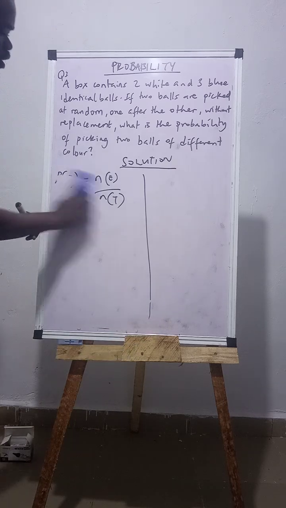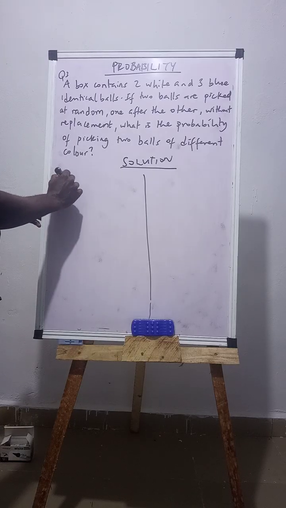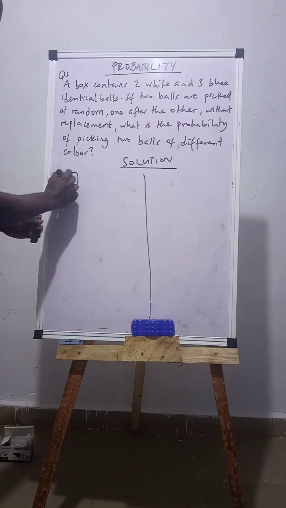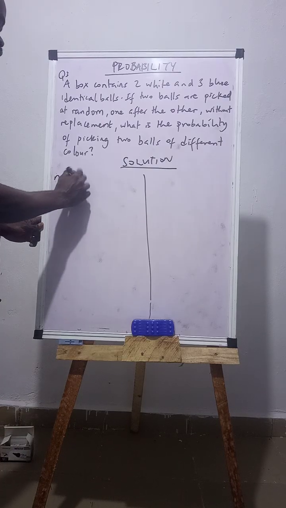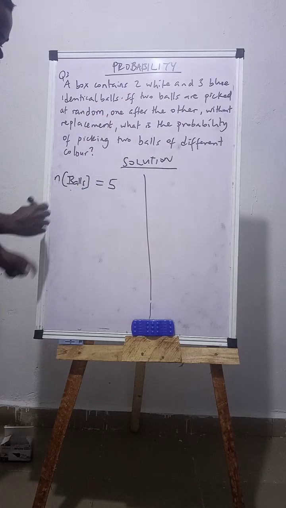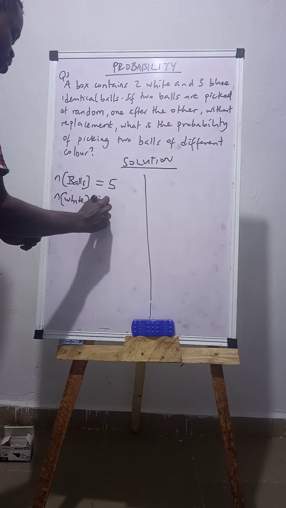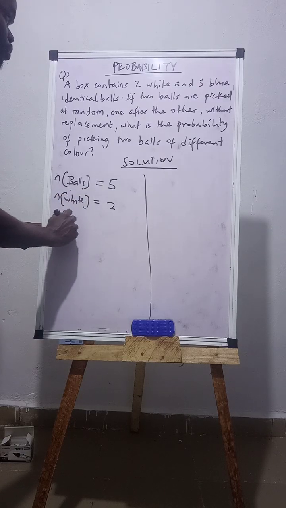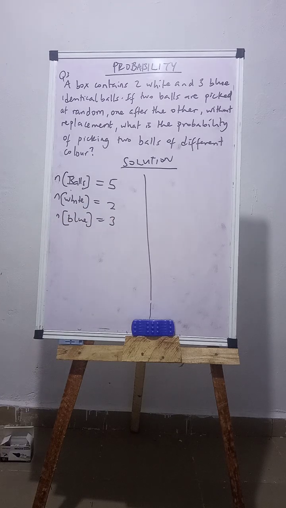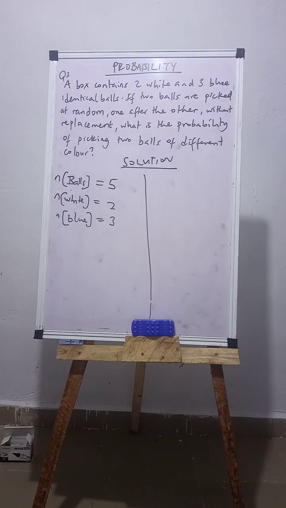So the first thing we do is, what is the total that can occur? That's the totality of the number of balls available. Is 2 and 3, which is 5, right? The number of white is 2 and the number of blue is 3.